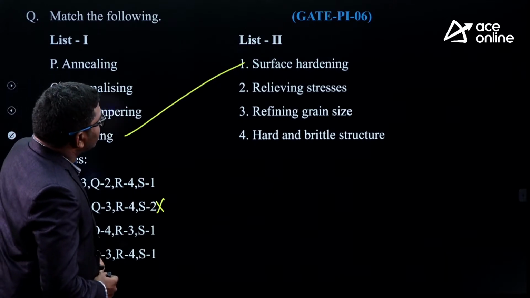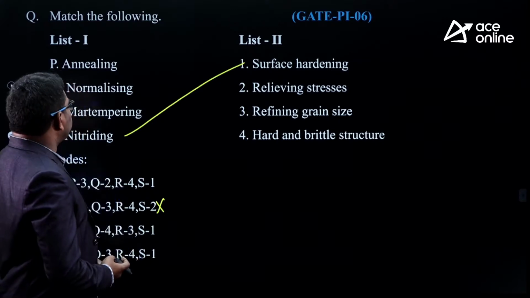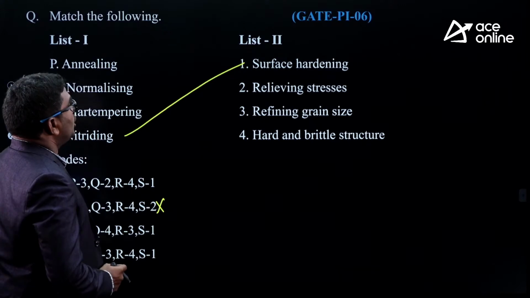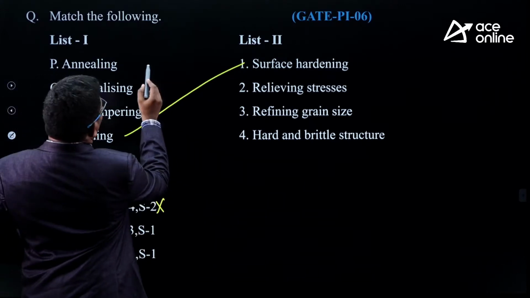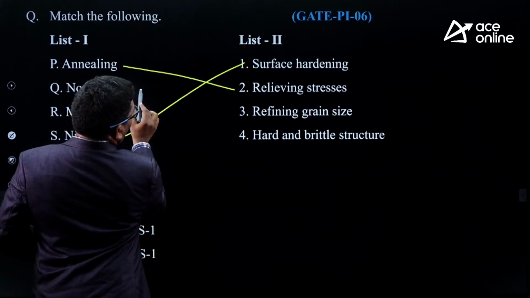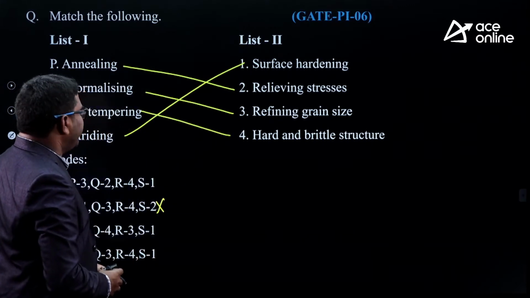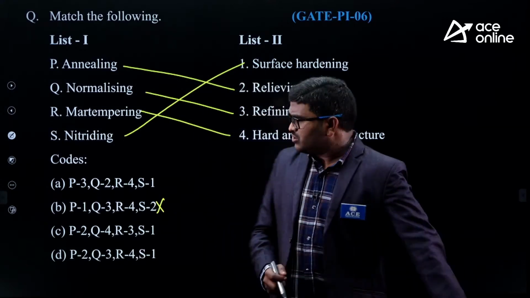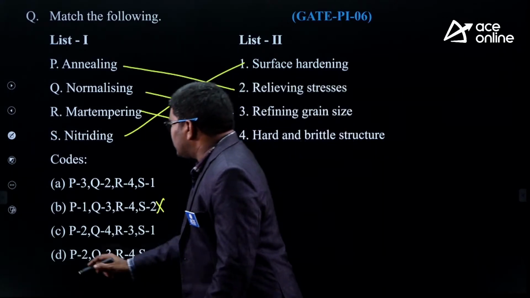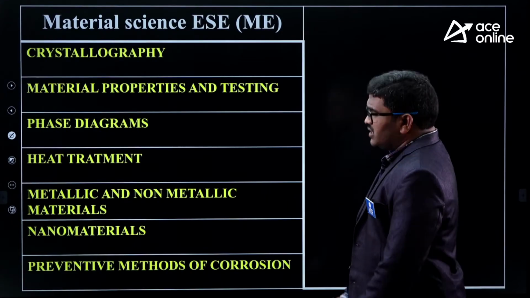Will you refine the grain structure? Yes, we can refine the grain structure, but to refine the grain structure, the most appropriate process is the normalizing process. So, to relieve the stresses, annealing; to refine the grain structure, normalizing; and martempering I give you the fourth one, hard and brittle structure, martensite you are getting. So, that's why here the most appropriate answer I am giving is D. Right. Now, this is the preparation strategy for GATE production and industrial engineering.